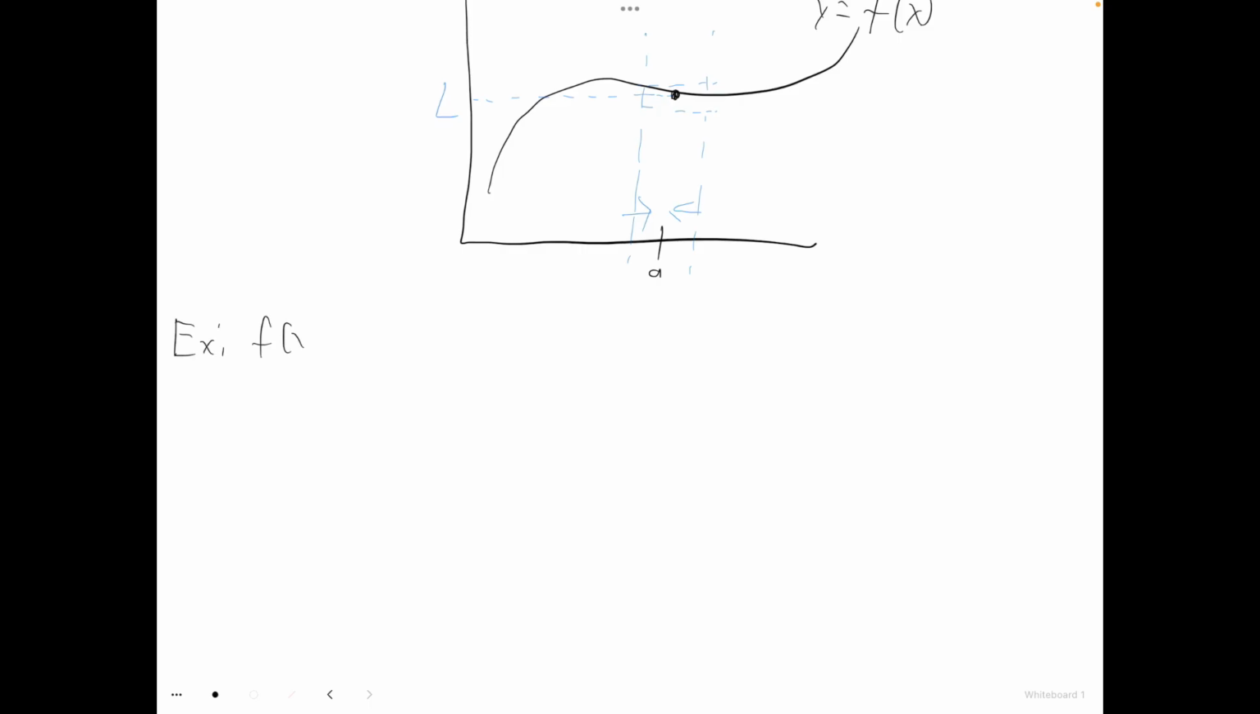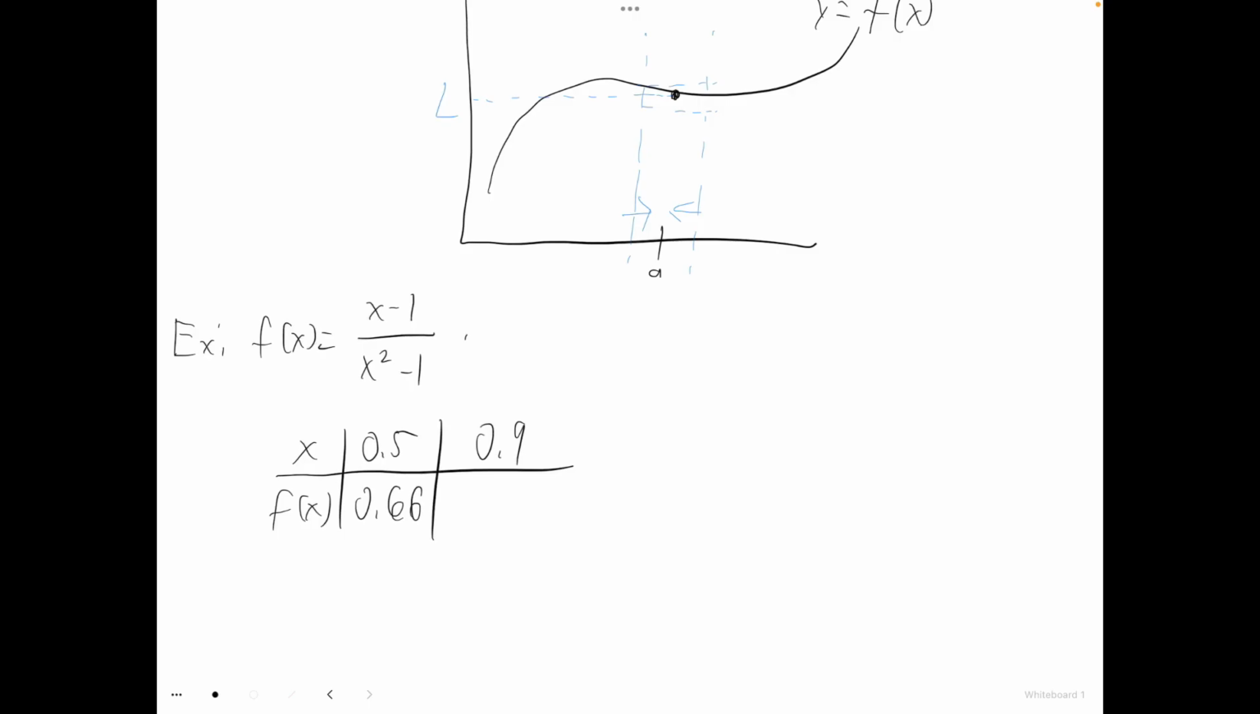Suppose we have the function f of x equals x minus 1 over x squared minus 1. If we look at points on this function, if we plug in 0.5, the output is 0.66. If we plug in 0.9, the output is 0.526. And if we were to plug in 0.99, the output is 0.502. Now notice, as we get closer and closer to the number 1 from the left, these values seem to be approaching the value of 1/2.